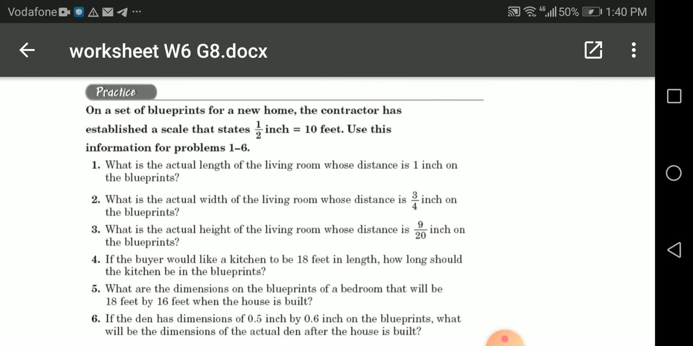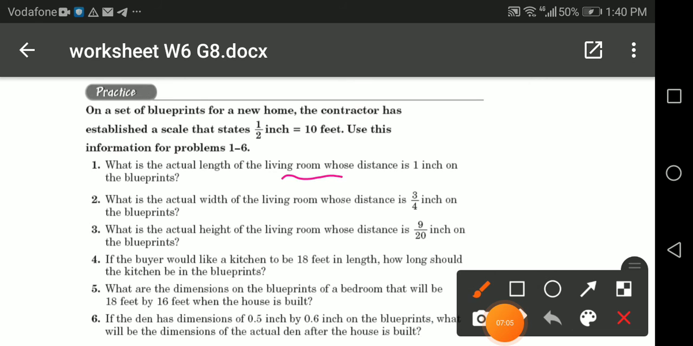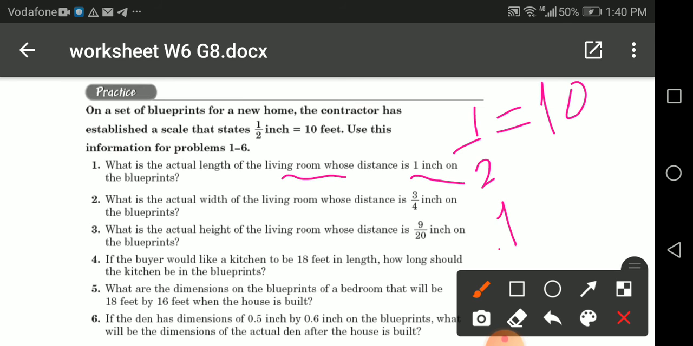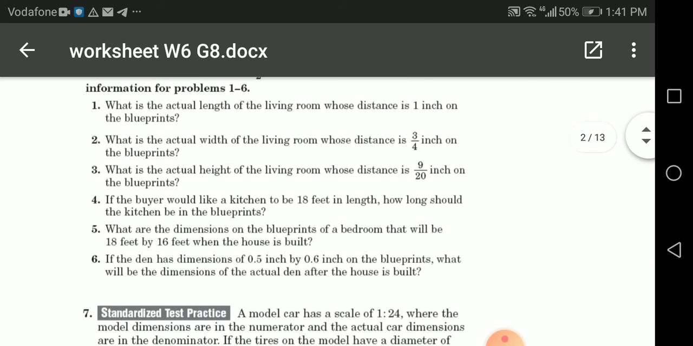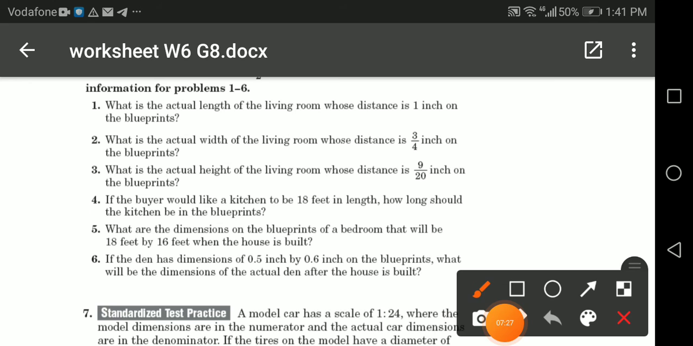The first question is the actual length of the living room with a distance of 1 inch on the blueprints. If half equals 10, then when I say 1, I multiply by 2, so I multiply the same by 2. We have 20. What about the actual width of the living room with a distance of 3/4 inch on the blueprints?